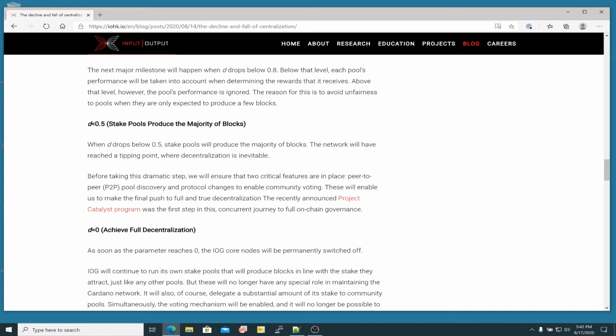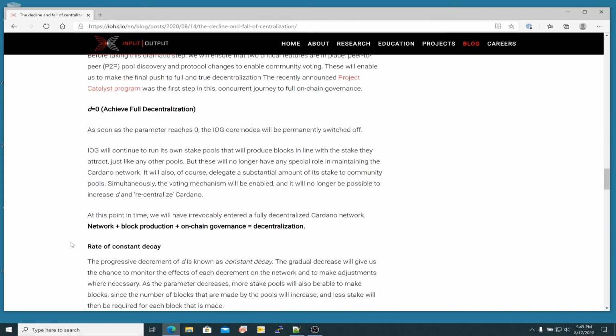But there's a quick jump from D equals 1 to 0.8. Then it's going to slowly move down from 0.8 to 0.5. And then it's going to stop at 0.5, and it won't go beyond 0.5, at least according to the current plan, until they get these other options that aren't working yet built into the protocol. Once that happens, then they'll resume the rate of drop, and our next milestone will be D equals 0, and at that point, we should have achieved full decentralization.